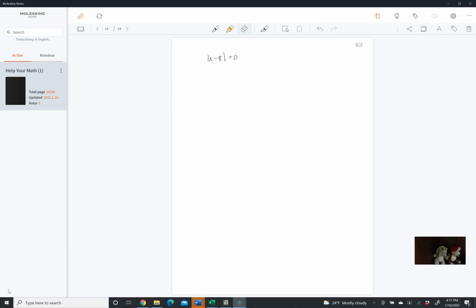So the absolute value of x minus 8 equals 0. We're saying the distance of x minus 8 from 0 is just 0. So x minus 8 equals 0. That's the equation that we can set up. Okay, so the absolute value of x minus 8 is 0 says that x minus 8 must equal 0.